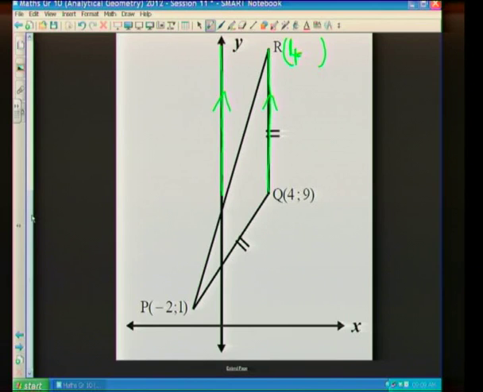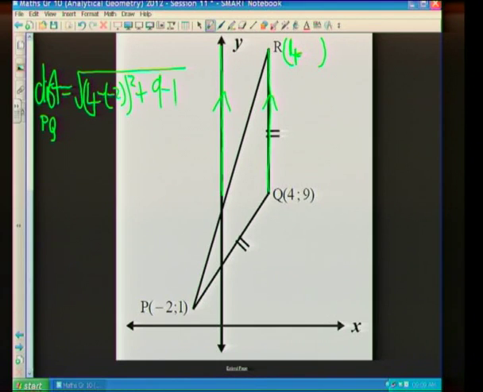Whenever we see the word length, we know that we're going to be using the distance formula. So the distance PQ equals, and I'm going to substitute straight into the formula. I'm going to start with the x values, 4 minus 2, everything squared, and 9 minus 1, everything squared. So 4 minus 2 is 6, and 6 squared is 36.